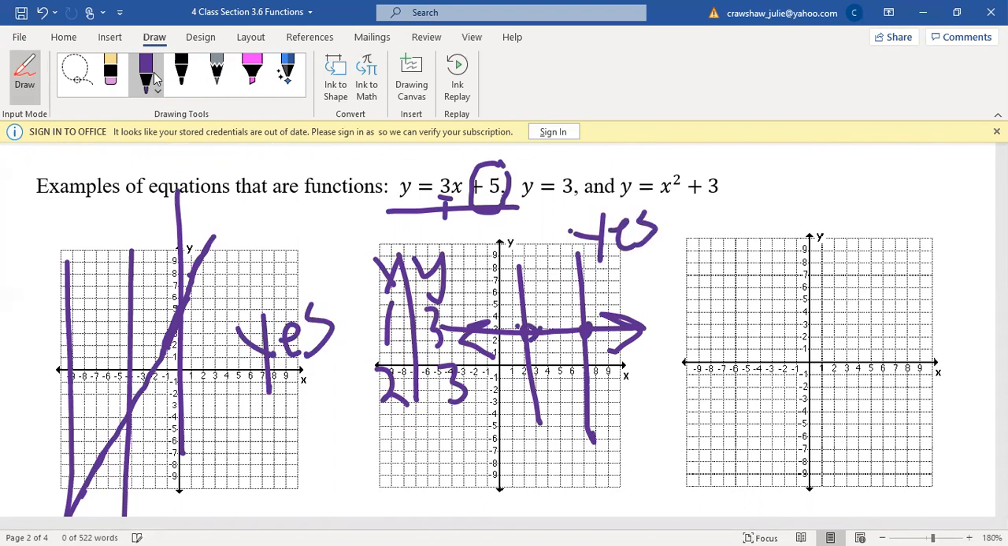And this other equation, which we really haven't talked about, is going to be a parabola. And I'm going to go ahead and graph it for you. And it's going to come down, and it's going to make a U. But again, every vertical line that goes through it is only going to touch 1 point. So we have to look for patterns. Math is about patterns.